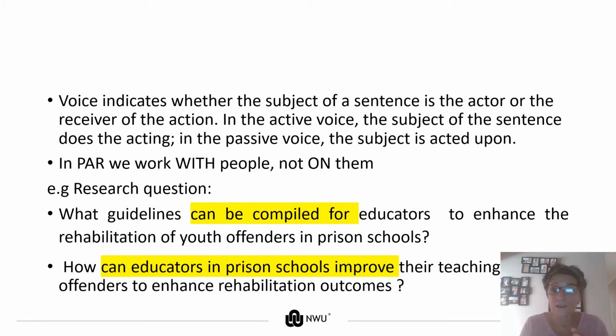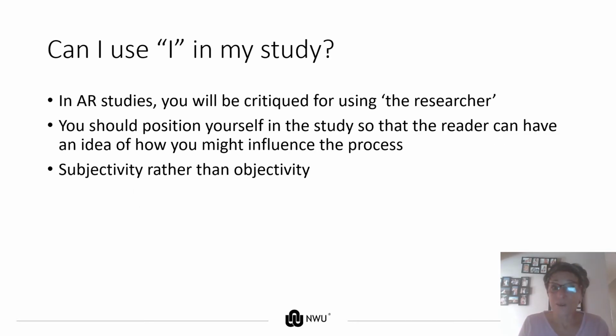So it can really make a difference, and you have to be consistent. I remember one of my candidates, actually she was a master's student at the time, the examiner critiqued her because she used I the whole way through, and then in the final chapter she switched to the researcher, and it was asked why, what is going on. The secret was that she'd used researcher the whole way, and had made a change, but she'd just forgotten about it. So, can I use I in my study? Well, of course you can. That's the short answer. In action research studies, you'll be critiqued for using the researcher.